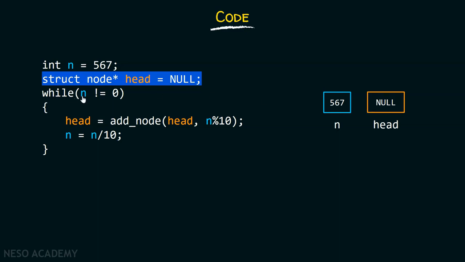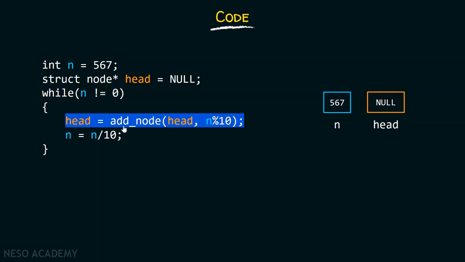And here in this while loop, I am checking this condition: is n equal to 0? If n is equal to 0, we'll get outside of this while loop, right? Otherwise, we'll continue. You can see that n is not 0, so we'll continue. Now I will simply call this function add node, and to this function, I'm simply passing the head and n mod 10. Head will get replaced by null and n mod 10 will get replaced by 7, right? Because the mod of 567 is 7.